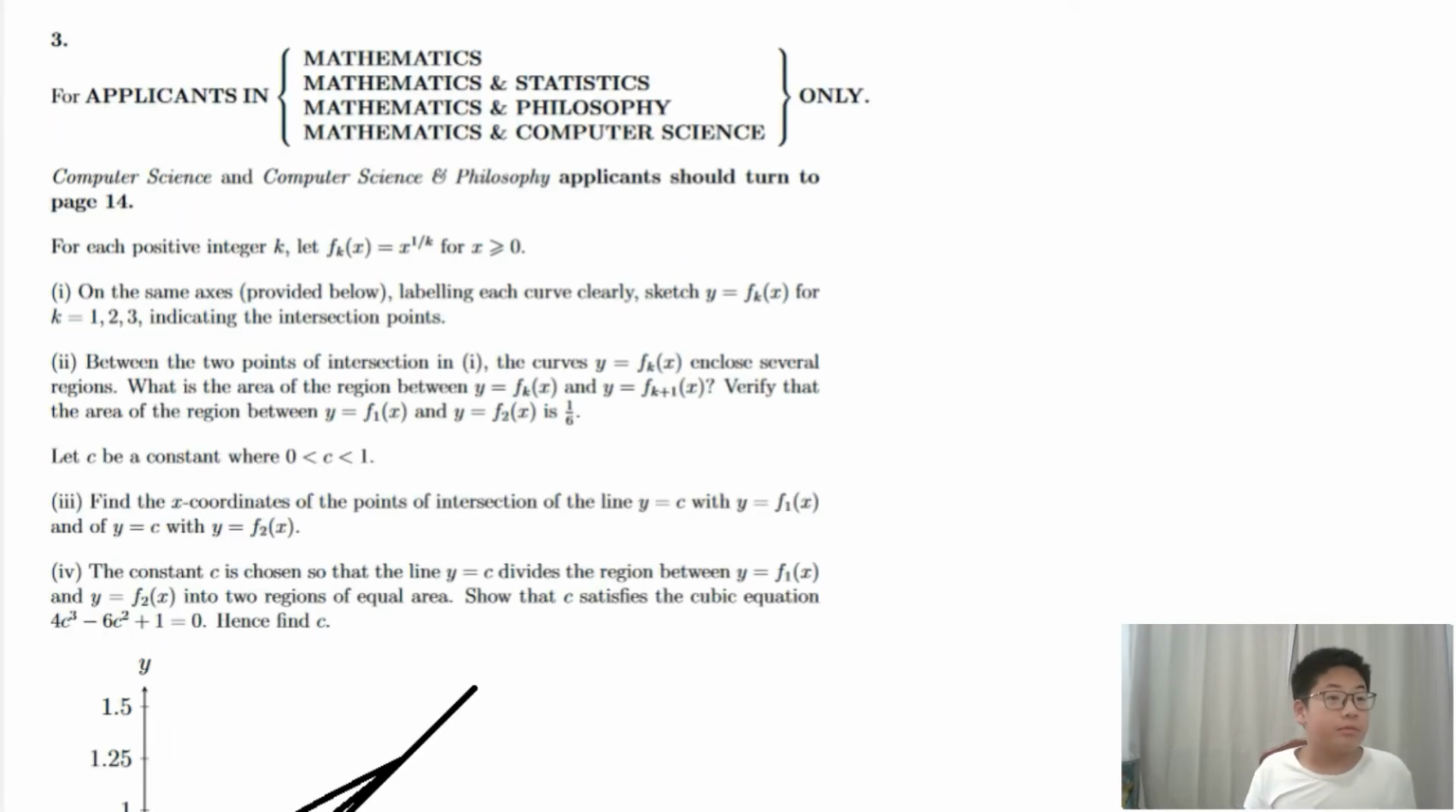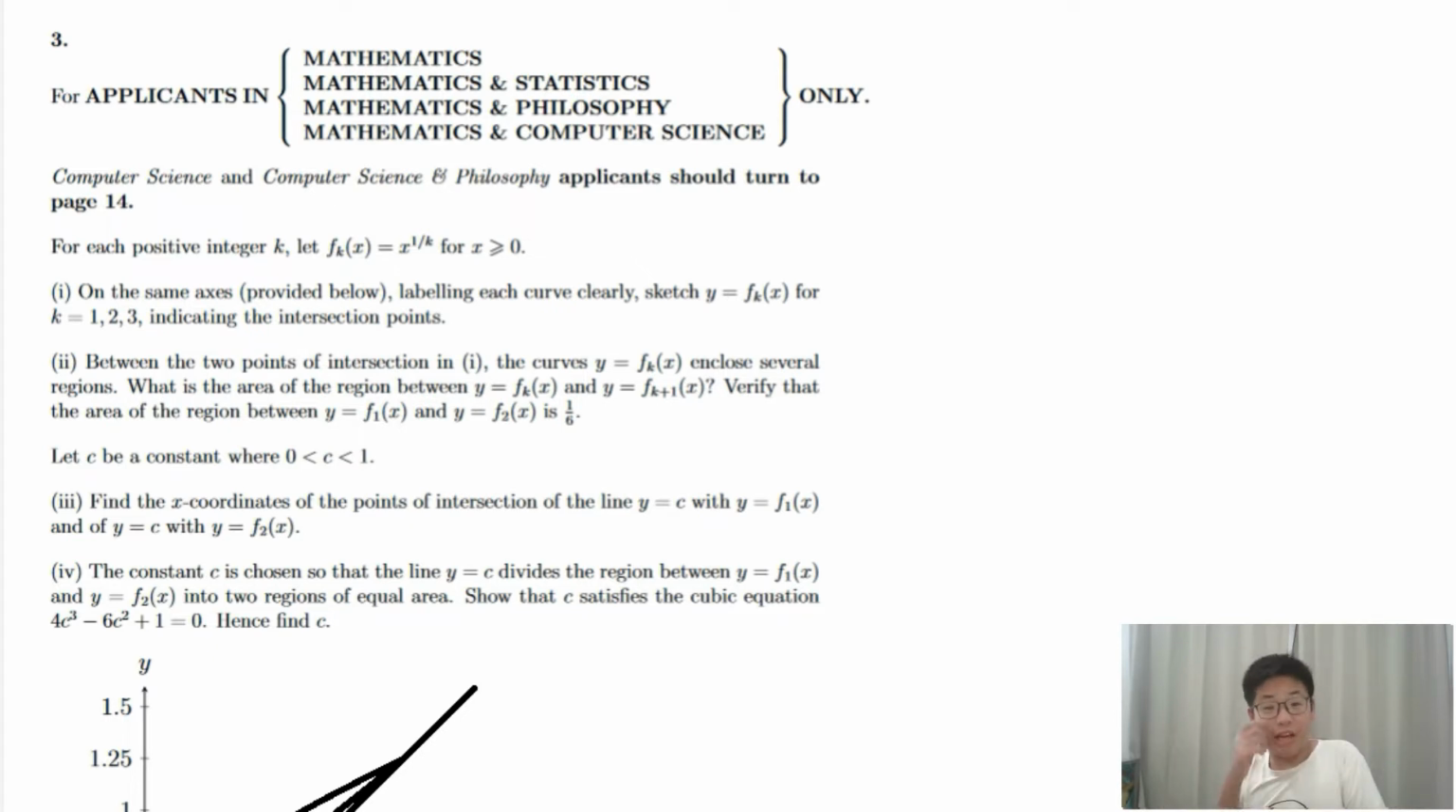Between the 2 points of intersection, the curves y equals f_k(x) enclose several regions. What's the area of the region between y equals f_k(x) and y equals f_(k+1)(x)? Because we are now going to do some integration. What is integration? It's basically finding the area under the curve. And how do we do that? We basically reverse the differentiation.